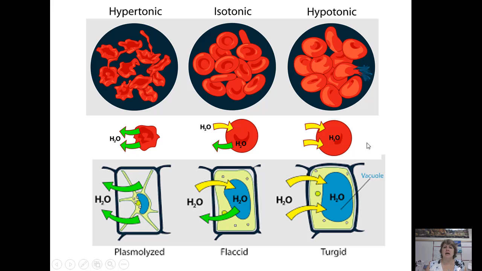Now, if a cell was placed in a hypotonic solution where the water concentration was more pure or higher outside the cell than inside the cell, then the water would go into the cell. If this was an animal cell, the amount of water entering the cell will cause the cell to swell and could cause it to burst. In a plant cell, that plant has a cell wall. So that cell wall is not going to allow the plant cell to burst, and instead it's going to get very, very full, and most of the water will go into the vacuole, and this is what's called the plant cell being turgid, or very, very full of water.